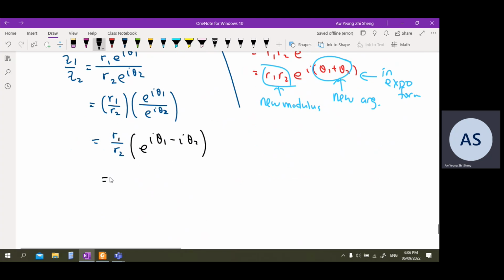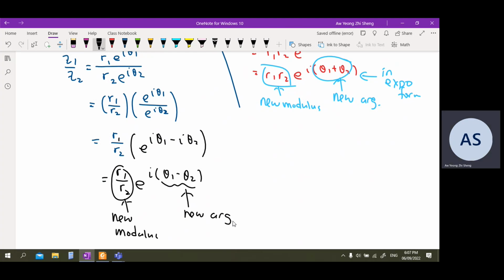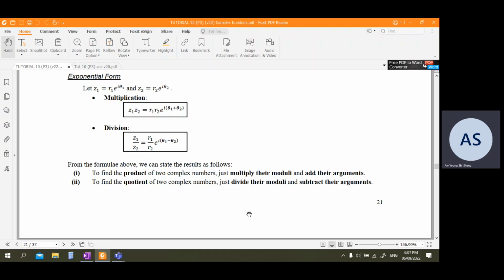Then upon factoring out the i at the power, this would become the new R, or the new modulus, and this part will become your new argument. And so when we take a complex number and divide by a second complex number, we just need to divide their moduli and subtract the arguments. The summary is given below here in these two sentences.